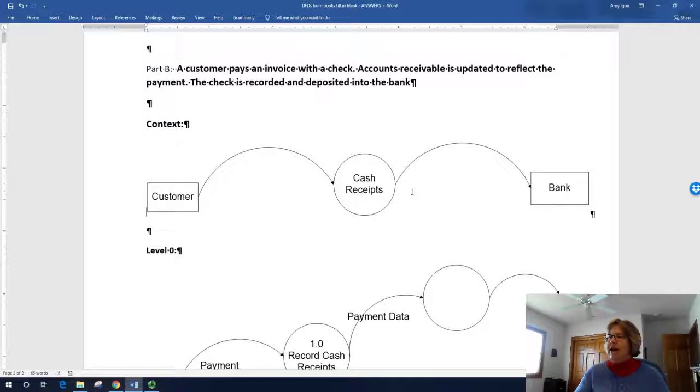Now we can see that incoming, we have customer, and what is a customer giving us when we're processing the cash receipts? Of course, they're giving us a payment of some kind. It could be a check or cash, but we could just say generically a payment. Then the only thing coming out of this, according to the directions that were given, is a deposit going to the bank. So we already have our bank there, and there's our deposit.